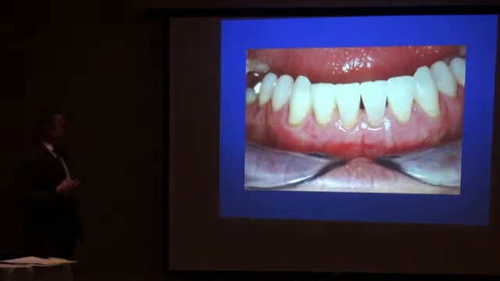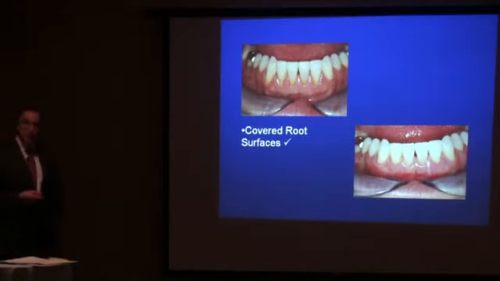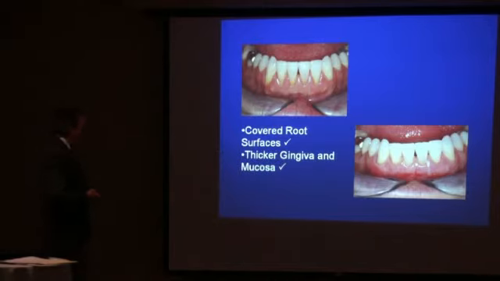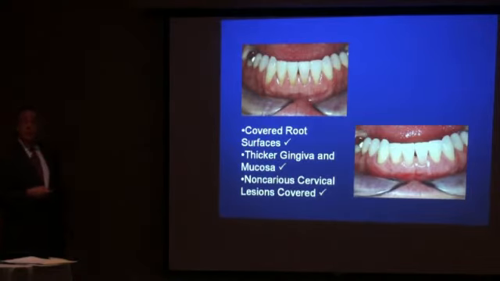So we take a look at the results following surgery, and we can see that we've been able to cover the root surfaces with soft tissue. We have thicker gingiva and thicker mucosa that should resist further recession, and the non-carious cervical lesions have been covered.